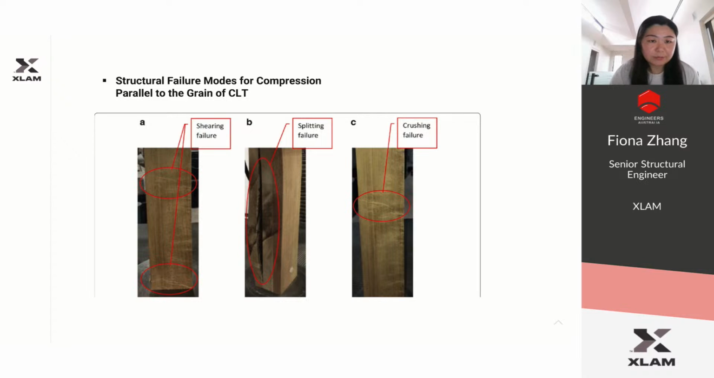This is the structural failure mode for compression parallel to the grain of the CLT. You can see at the top and bottom there's a shear failure, and this is a splitting failure between the lamellae, and this is a crushing failure.